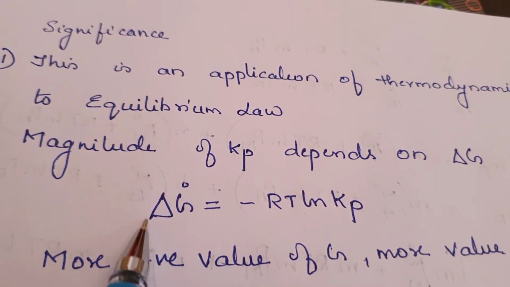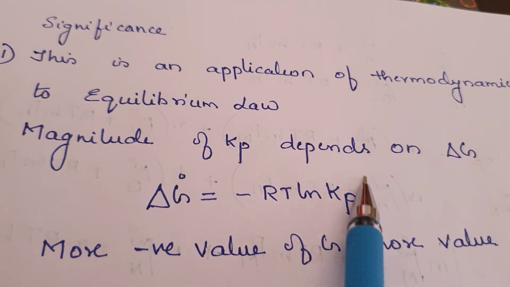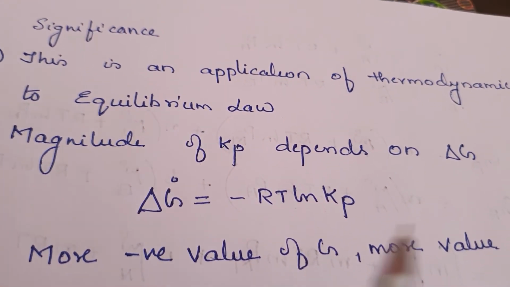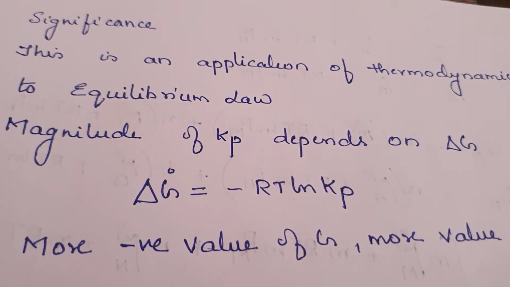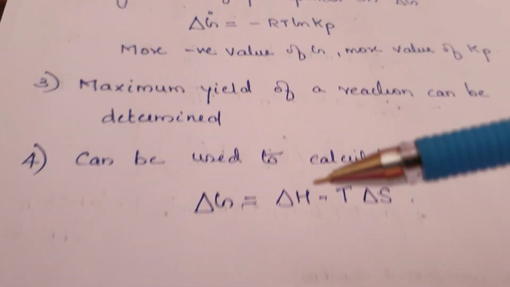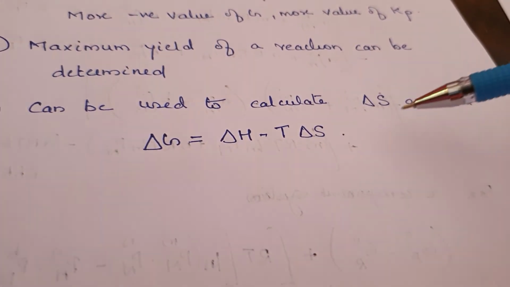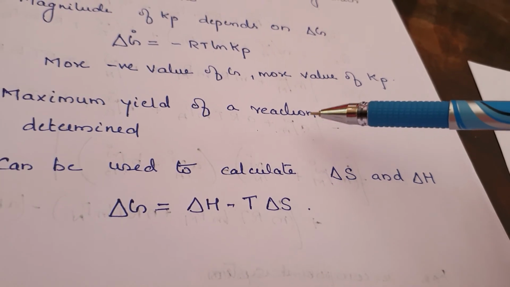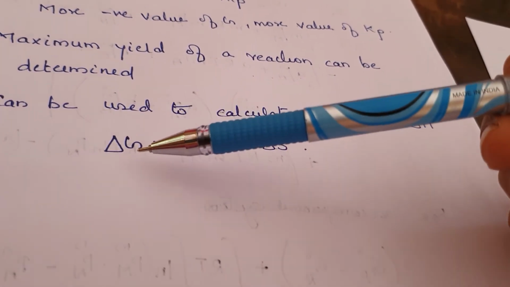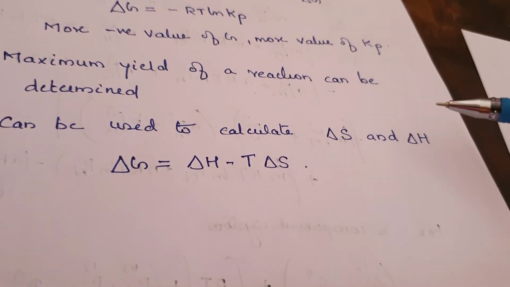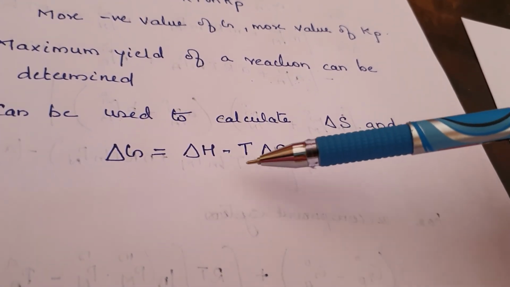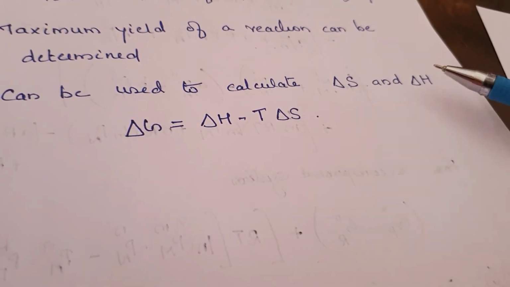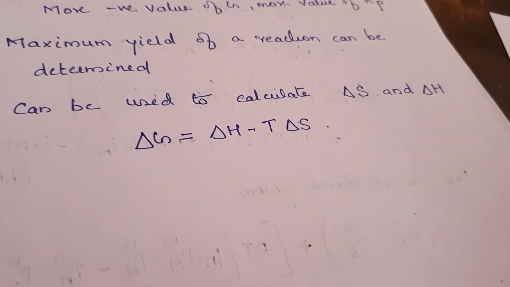Sign is not a concern. So the delta G value will depend on Kp. If delta G is negative and large, Kp will be more, or vice versa. Then the maximum yield of the reaction you can calculate using this expression. Similarly, delta G is related to delta S and delta H: delta G is equal to delta H minus T delta S. So we can use this to calculate delta S and delta H. This we have already done.